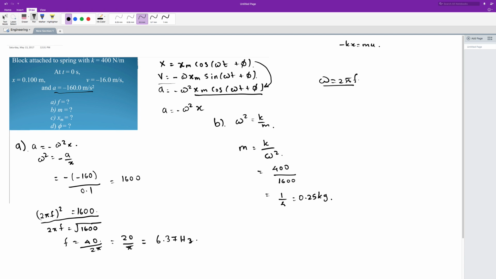Now we have to find the amplitude and the shift angle. In this case, it's easy to find this one first and then substitute and find this value.